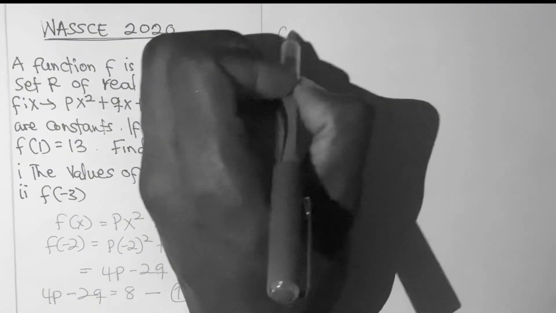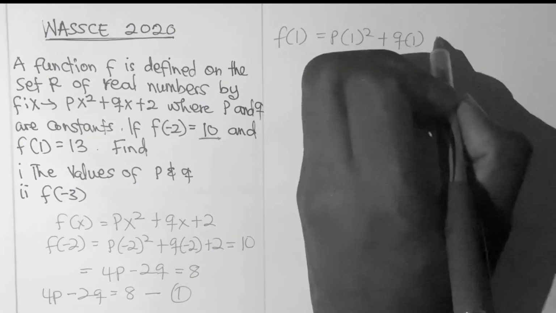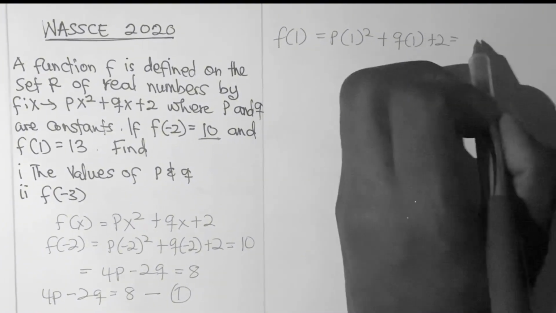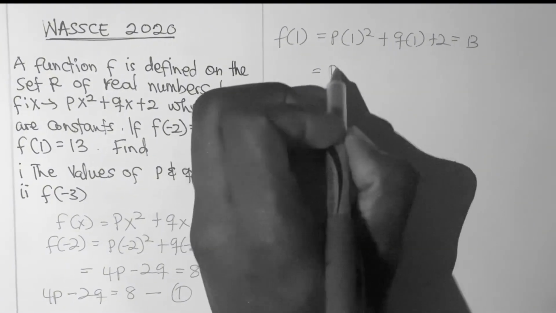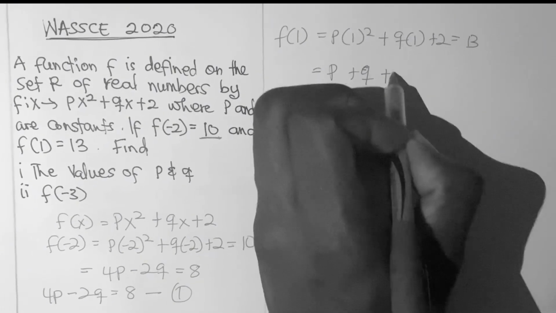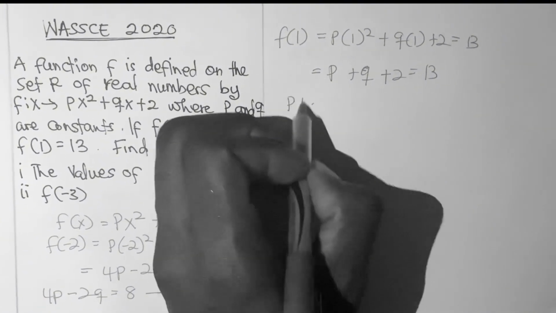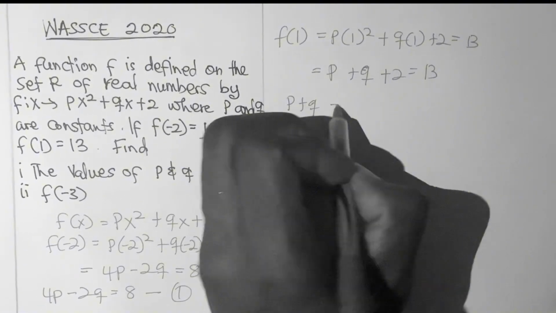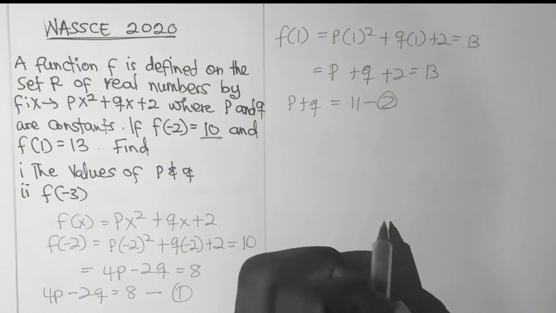So let's find f of 1. That is equal to p times 1 squared plus q times 1 plus 2 equals 13. So this becomes p plus q plus 2 equals 13. So this implies that p plus q is equal to 13 minus 2, which is 11. So this is equation 2.